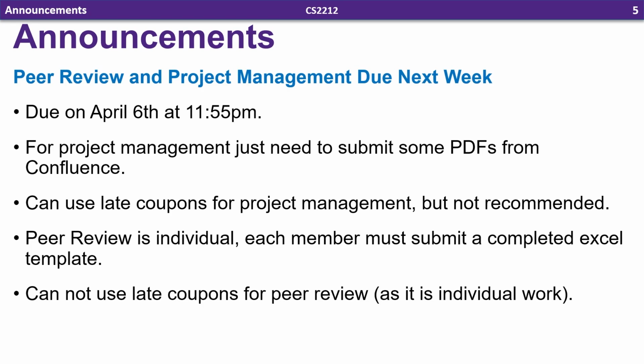So that peer review is going to be the main way that we will reweigh your project grade, but we will also be looking at things like contributions in Bitbucket, contributions on Jira, what tasks you are assigned, which ones you completed, as well as things like Confluence. And of course, your meeting attendance. Can't use late coupons for peer review because it's an individual component and late coupons belong to your group. Please make sure that you get submitted on April 6th at 11:55 p.m.